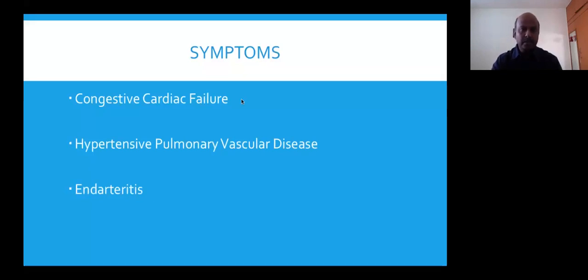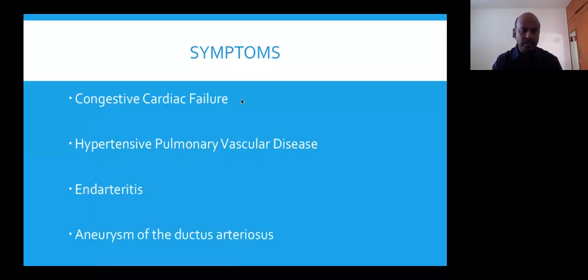Endarteritis is again a very rare complication of patent ductus arteriosus. The incidence is said to be about 1% per year, and usually the infective endocarditis, the vegetation tends to be on the pulmonary arterial side towards the neck, and any mycotic emboli which flows from this goes into the pulmonary circulation rather than the systemic circulation.